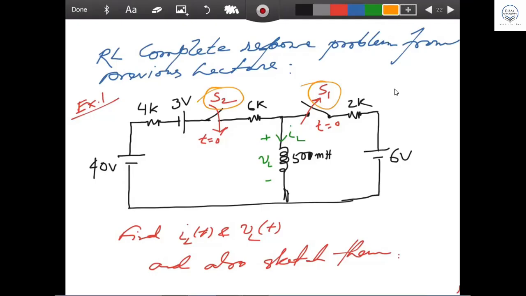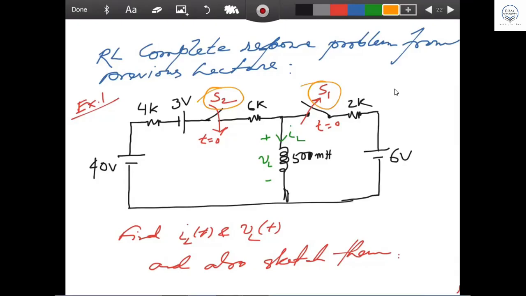So before t equal to 0, what was the condition? The condition was switch S1 was closed, S2 was open. This was the condition before t equal to 0. And at t equal to 0, the switching action changes, and for t more than 0, what will happen? It is the other way around. Other way around means switch 1 will be open and switch 2 will be closed. So this is the scenario.